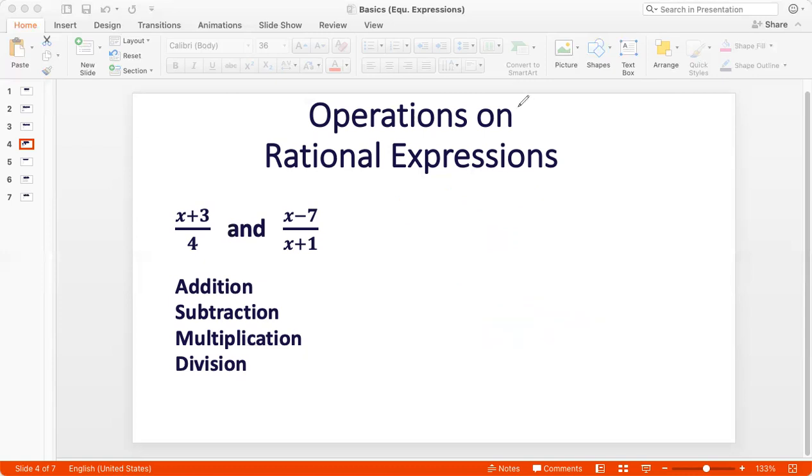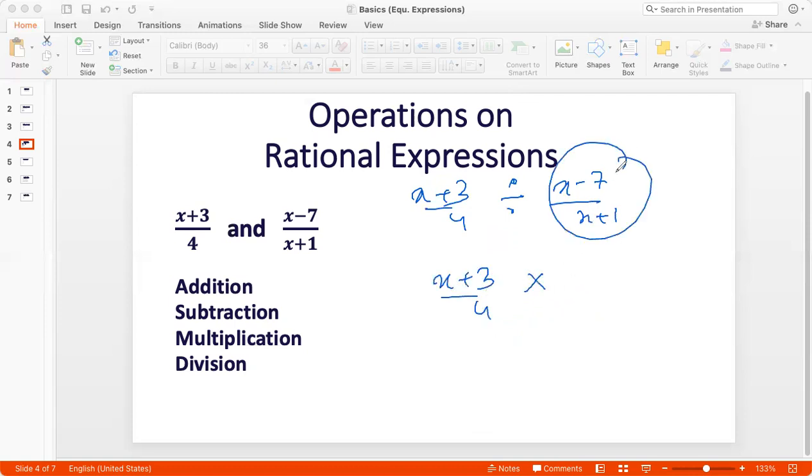So if I have to divide x plus 3 by 4 with x minus 7 by x plus 1, that's the same as multiplying this with the reciprocal of this, which is x plus 1 by x minus 7. And then we just proceed with multiplying the numerators and the denominators respectively.